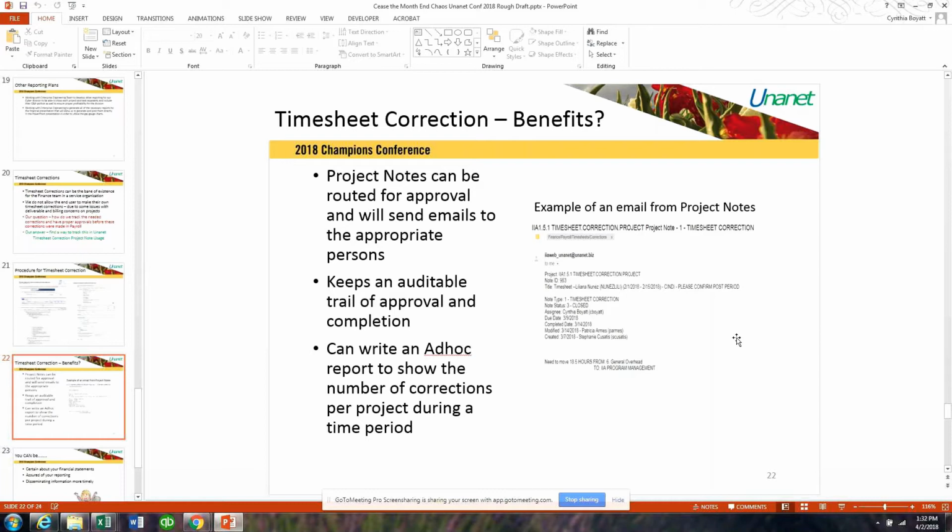Another great thing you can do with this, you can write an ad hoc report, and it will show you the number of corrections per project during a time period. Why will it do that? Because one of the things that I put in our user-defined field is, what project does this person work on? So literally, we have our ad hoc report able to tell us, we're looking for project notes that have this in it, and how many did we do? And someone in payroll actually goes through and looks at that information every month, and we report that in our project financials section of our financial packet.